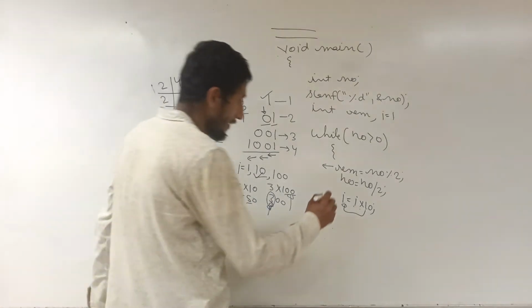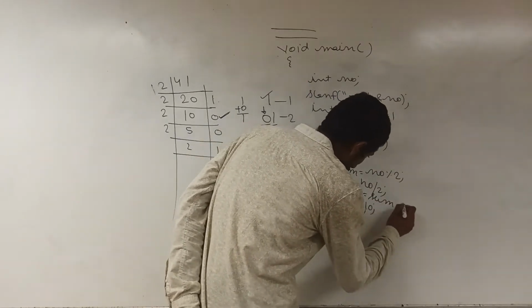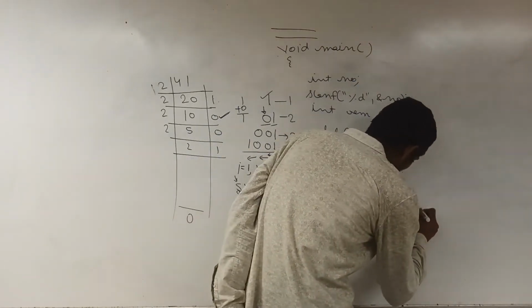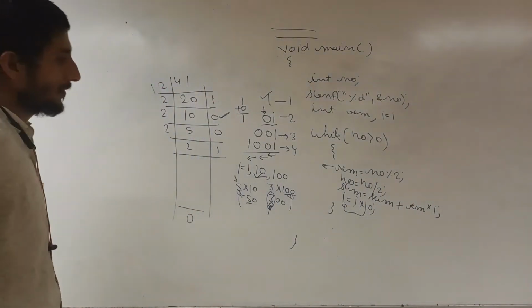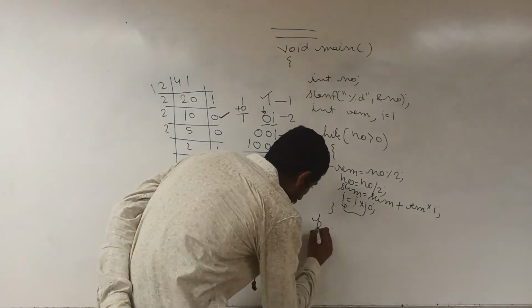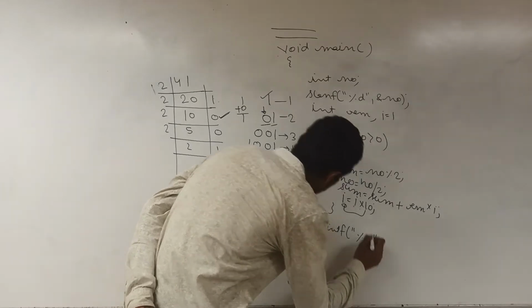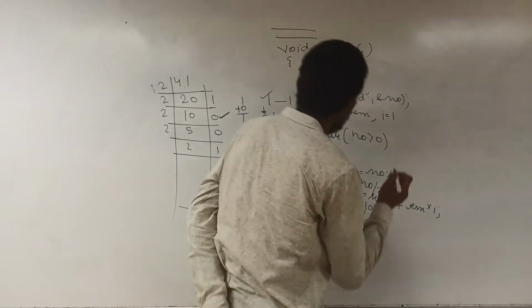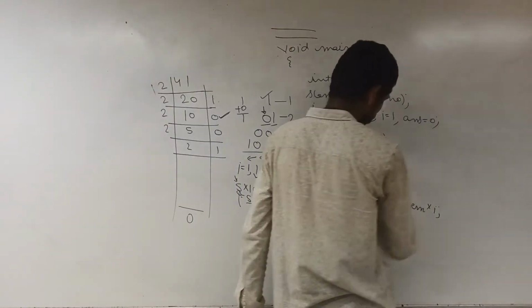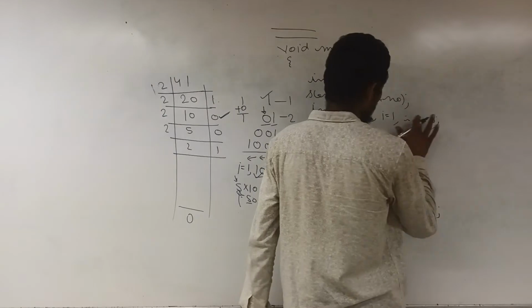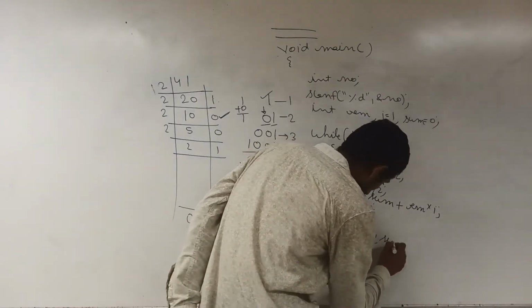So let me write this statement. The last statement: sum equals sum plus remainder multiplied by I. Are you following this one? And outside the loop, you can print percent d and the answer. What is the answer? Let me take the answer as sum. Also, I have taken sum. Sorry for this. So let me print sum.